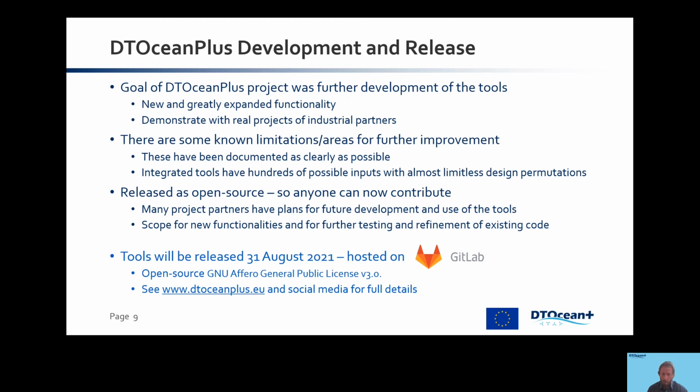There are some known limitations and areas for further improvement. These have been documented as clearly as possible. The integrated tools have hundreds of possible inputs with almost limitless design permutations, so unfortunately it's not possible to test every one of these permutations. The tools will be released as open source software, so anyone can now contribute. Indeed, many project partners have plans for future development and use of the tools beyond the end of the DTOceanPlus project. This has a scope for both new functionalities and further testing and refinement of the existing code.